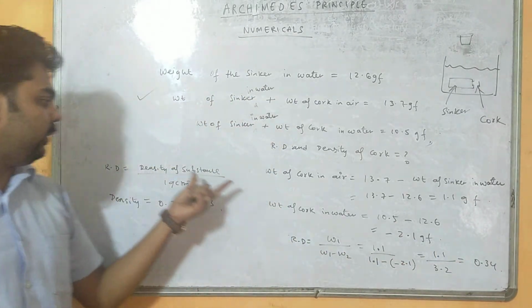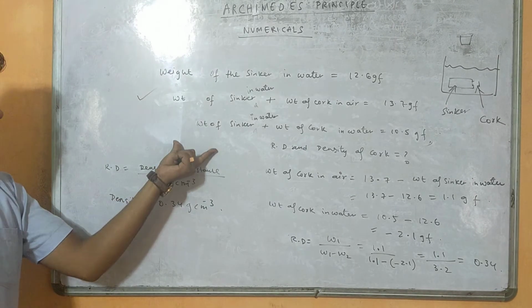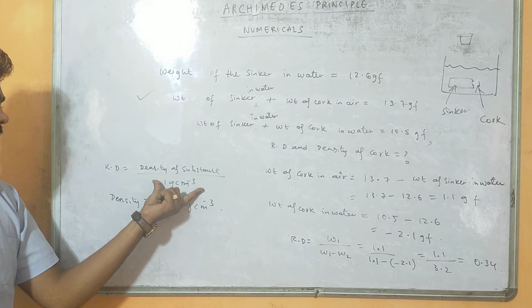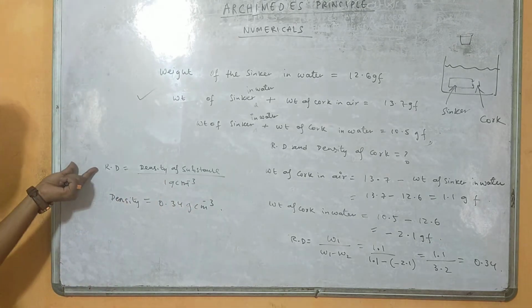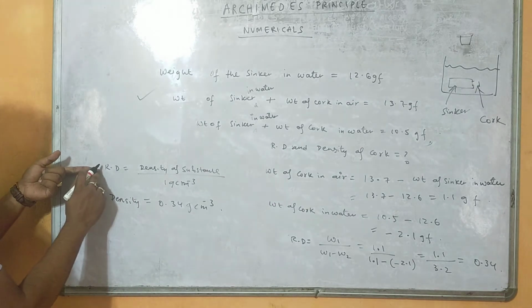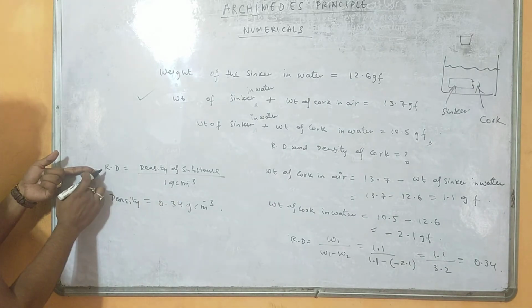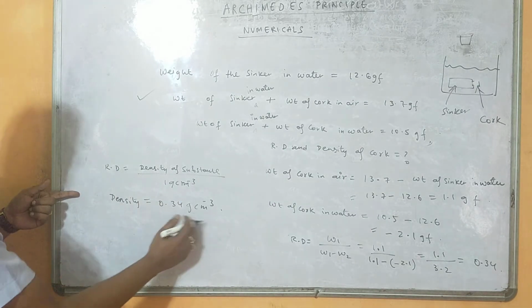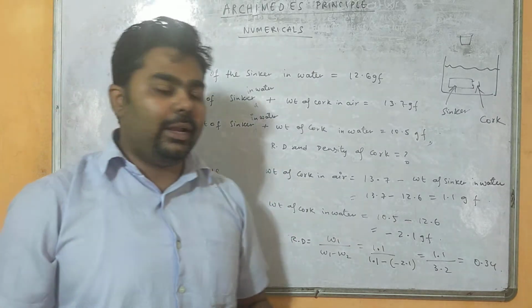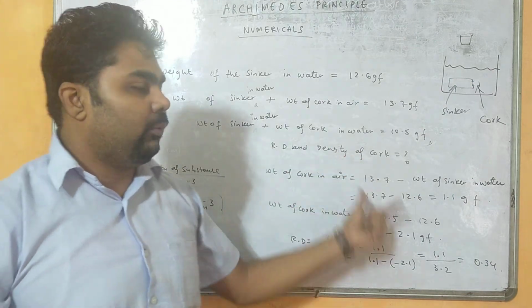Now again you see, relative density equals density of substance by density of water at 4 degrees Celsius, which is 1 gram per centimeter cube. So density equals 1 into relative density. Relative density is how much here? 0.34. So 1 into 0.34 gram per centimeter cube, density equals 0.34. So we have got here density also and relative density also, which we were finding.